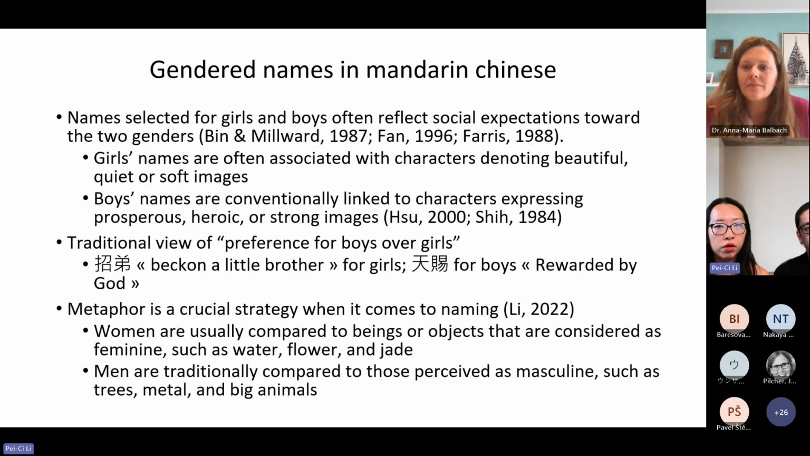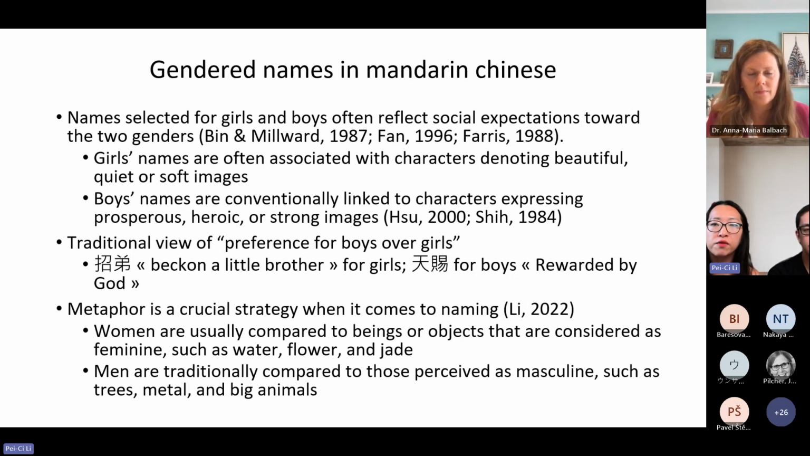Names selected for girls and boys often reflect social expectations toward the two genders. For example, girls' names are often associated with characters denoting beautiful, quiet, and soft images, while boys' names are conventionally linked to characters expressing strength, prosperity, or heroic images. And the traditional view of preference for boys over girls is reflected in the choice of names for each gender.